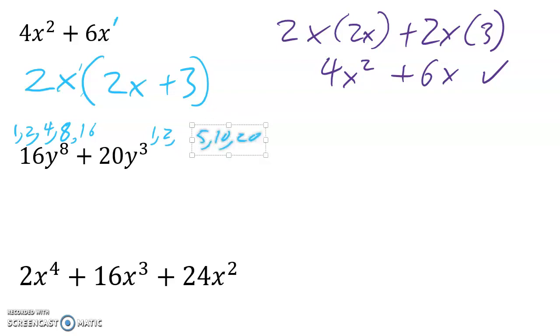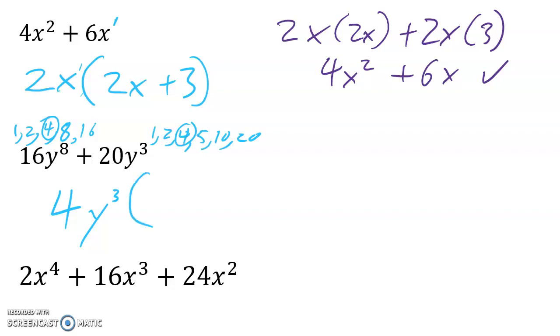I could divide this by 4 as well. And actually, yeah, it looks like 4 is the greatest common factor between the coefficients, 16 and 20. So I'm going to write that out first. And then y to the 8th power and y to the 3rd power. I can see that 3 is the smallest exponent of all the y's in both terms. So that means I can factor out at least 3 factors of y.